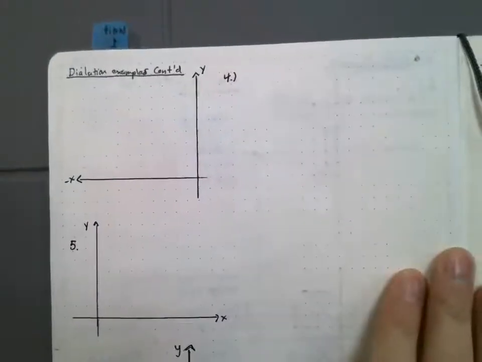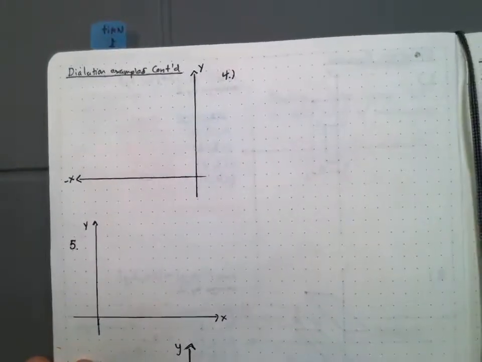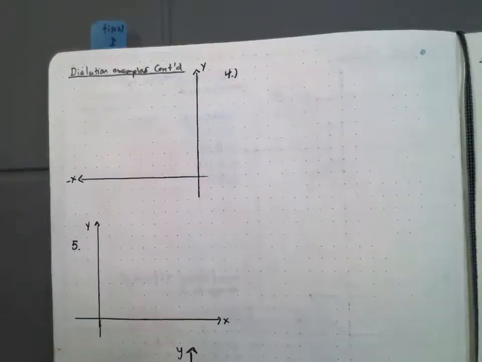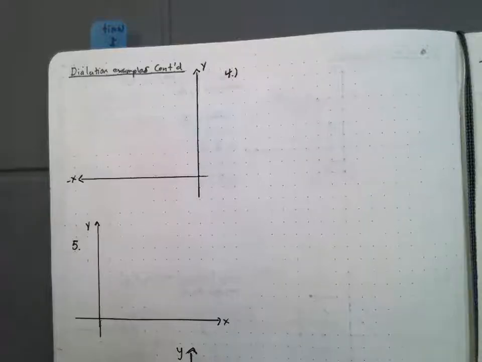All right, hey students, so this is the second part of our dilations examples, which is basically more on scaling backwards, meaning we're going to scale things down. So instead of enlarging, we're shrinking.